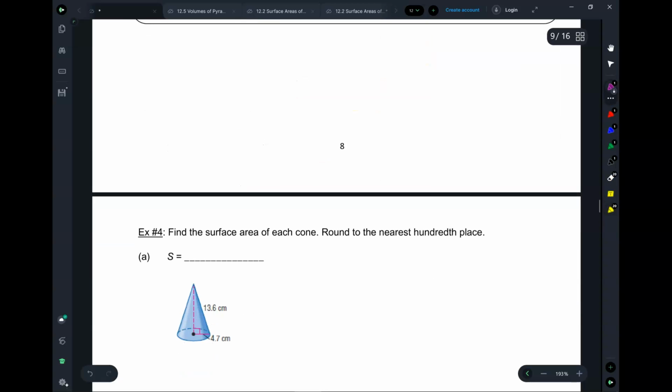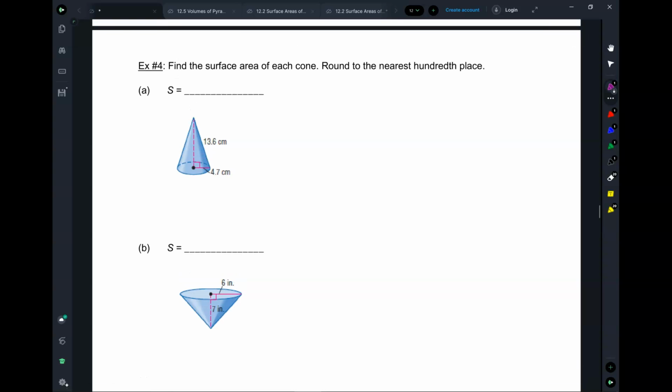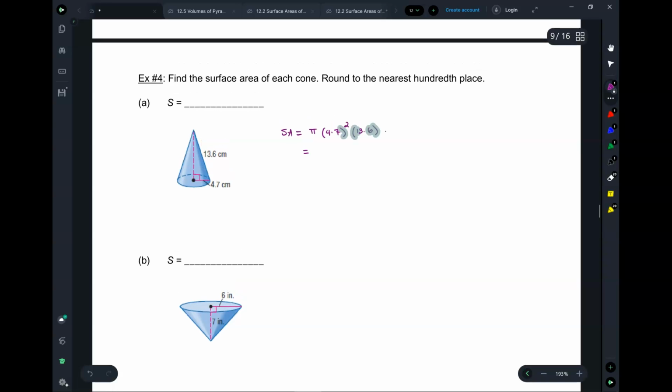All right, so surface area. We have everything given here, right? Surface area is pi times 4.7 squared times 13.6. And that's, wait a minute, what did I do? Sorry, oh my gosh, what did I do? Plus pi times 4.7 times 13.6. There you go, now it looks right. So it's 270.21.